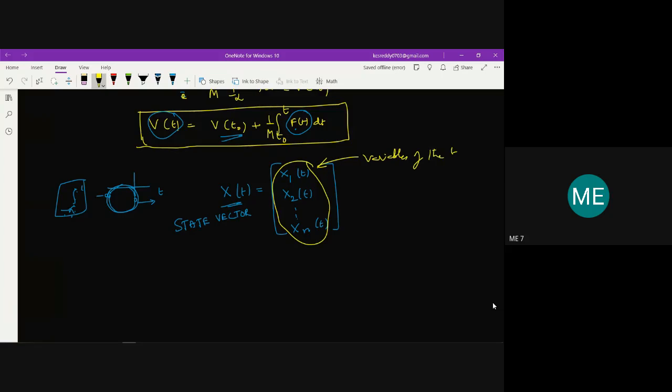If I take any system which has the variables x1, x2, and so on up to xn, then the state vector of that system is taken as x of t, represented in vector form as x1 of t, x2 of t, and so on up to xn of t. So the state is nothing but the behavior of the system at any time t, called the state vector. These x1 of t, x2 of t, and so on up to xn of t are called the variables, or state variables, of the given system, and x of t is called the state vector.